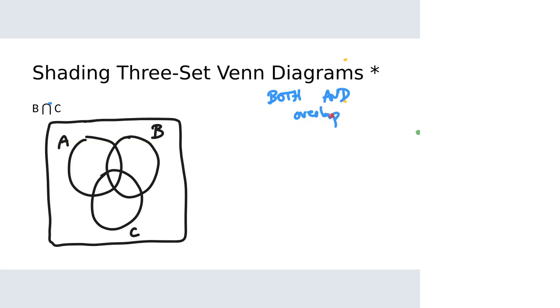And since I was asked for intersection, I'm going to shade these in different directions. So first I'll shade set B, and then I need to shade set C, but because I'm looking for the overlap, I'm going to shade the opposite direction. And now I'm looking for where the crosshatch is. What do they have in common? Where do they overlap? And that's right here, in this piece right there.